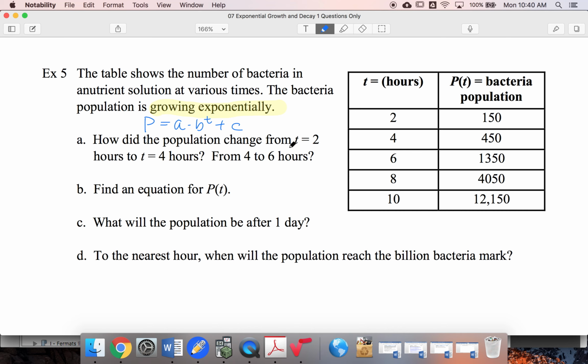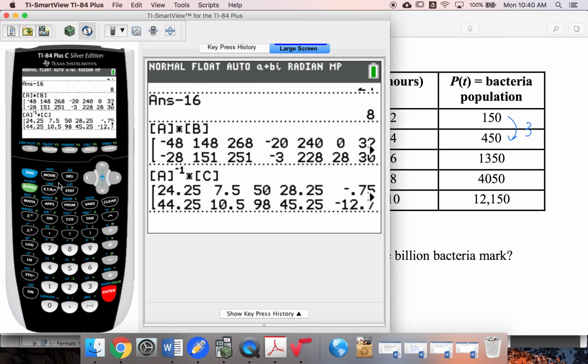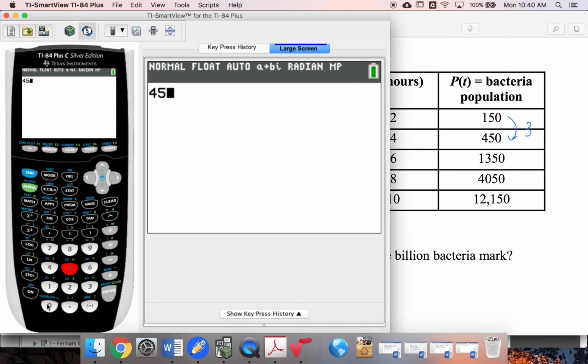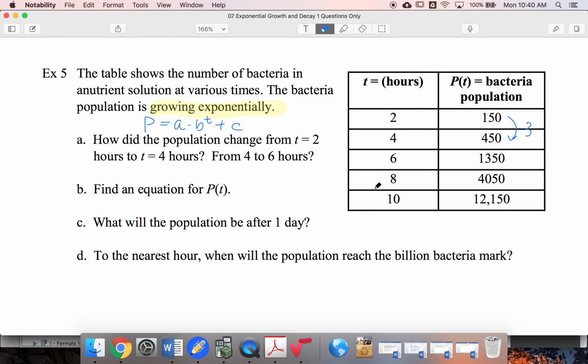All right, so from 2 hours to 4 hours, our population tripled. And from 4 to 6 hours, I hope that it tripled again, and I could check that. So let me clear out what I've got here. About 450 times 3 does in fact give me my 1350. So it looks like every 2 hours we're tripling. And so that lets me know that my power of B is going to be a 3.